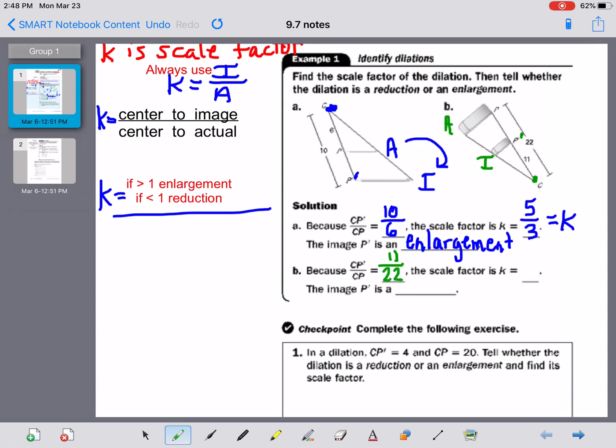And I can reduce that. Both of them can be divided by 11, so I get a scale factor of 1/2. And because this is smaller than 1, I know that this is a reduction. And again, if I look up at that picture, we can verify that because it looks like from my actual to my image got smaller, or reduced in size.